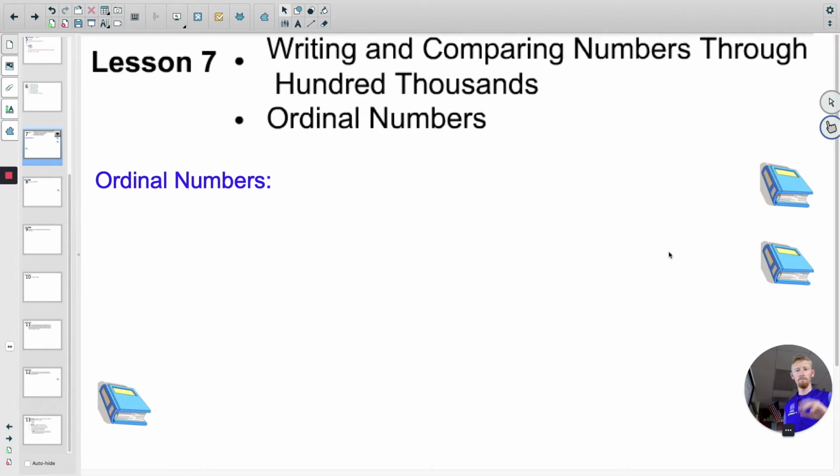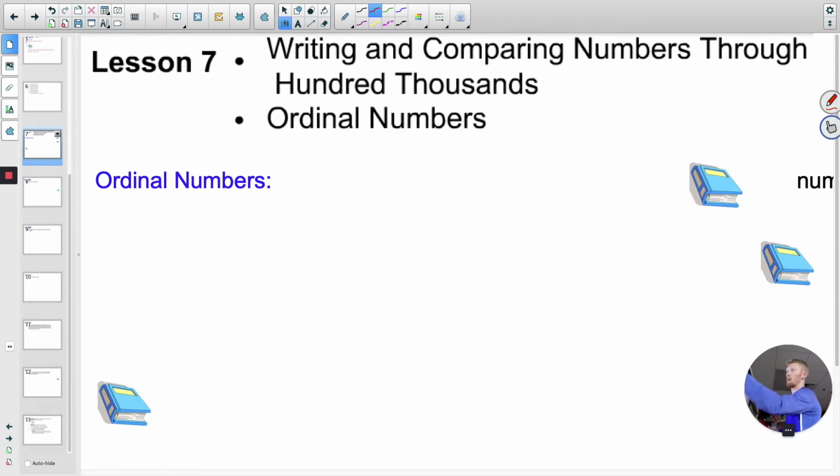All right, fifth grade, two things we're doing for lesson 7 here. We have writing and comparing numbers through hundred thousands, and then ordinal numbers. Let's get ordinal numbers out of the way first, okay? So go ahead and write down ordinal numbers in your notebook.